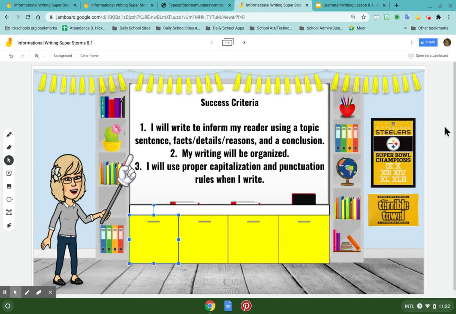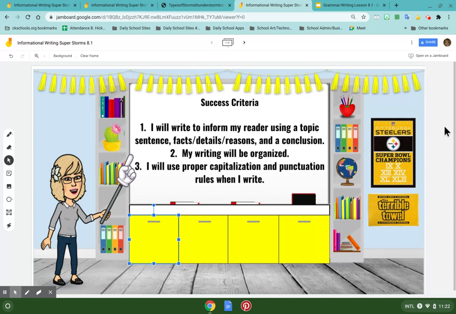All right, so let's look at our success criteria. By the end of November or the beginning of December, you will be able to write me an informational paragraph containing a topic sentence, facts and details and reasons, and a conclusion.